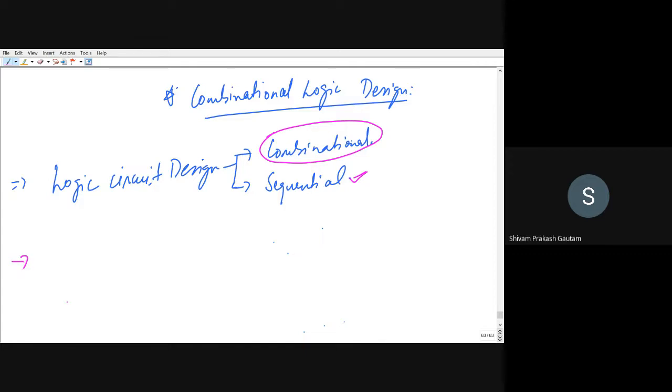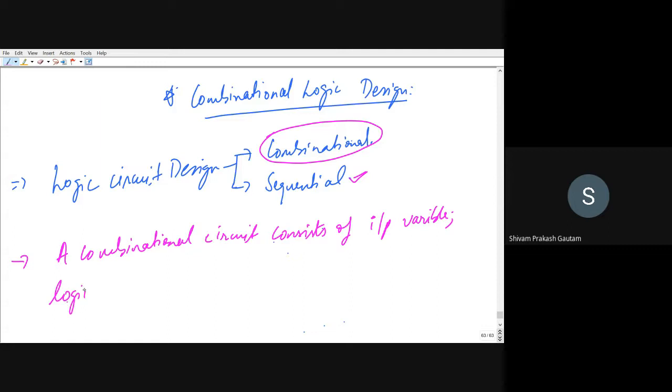So a combinational circuit consists of input variables, logic gates, and output variables. A combinational circuit consists of input variables, some inputs will be there, logic gates, this we have already seen, and output variables.